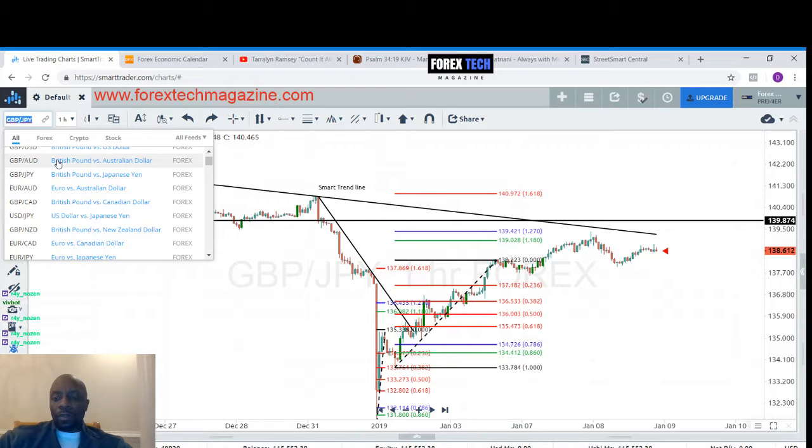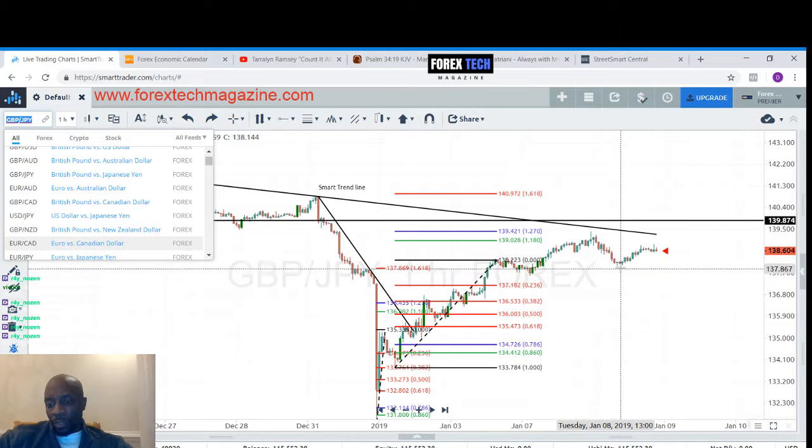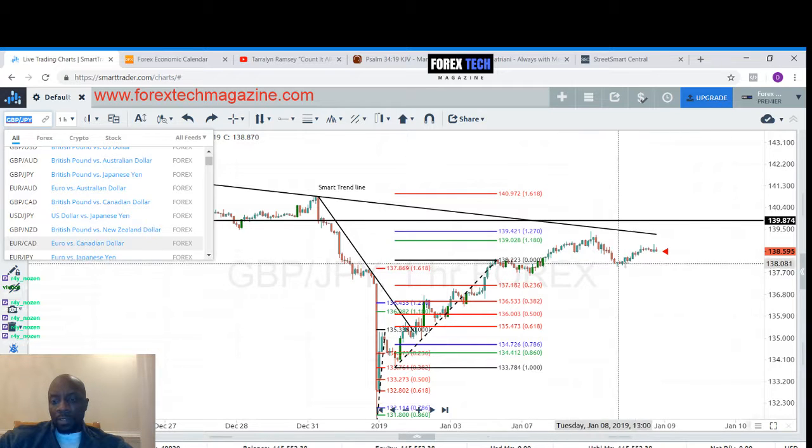Okay. All right, so let's look at the next one. And for this one right here, once again, this is like another one of those. It's kind of like the Great Britain pound, the dollar we just looked at. It's kind of moving sideways right now at the moment.